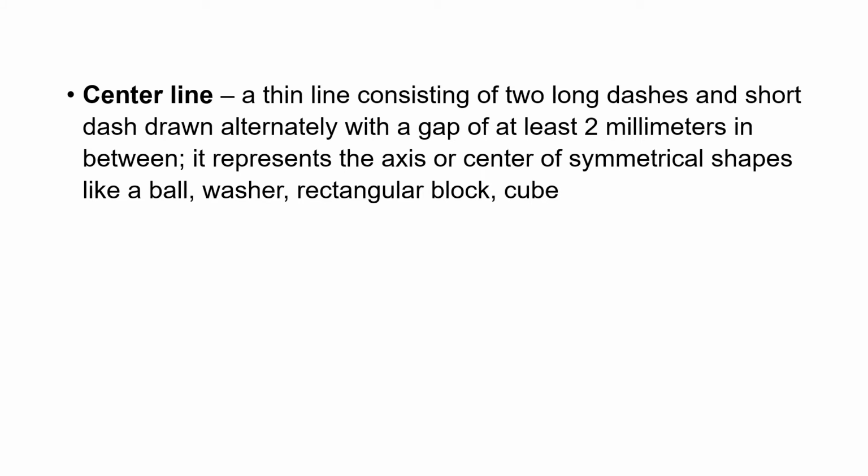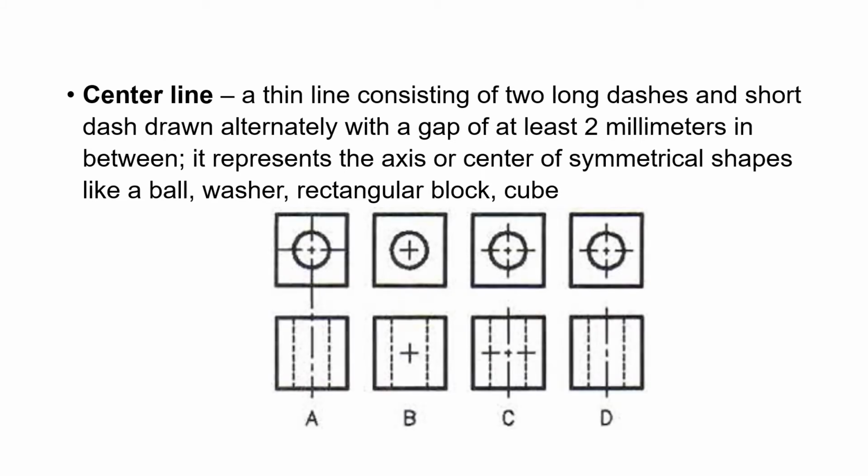Center line: a thin line consisting of two long dashes and a short dash drawn alternately with a gap of at least 2 millimeters in between. It represents the axis or center of symmetrical shapes like a ball, washer, rectangular block, or cube.